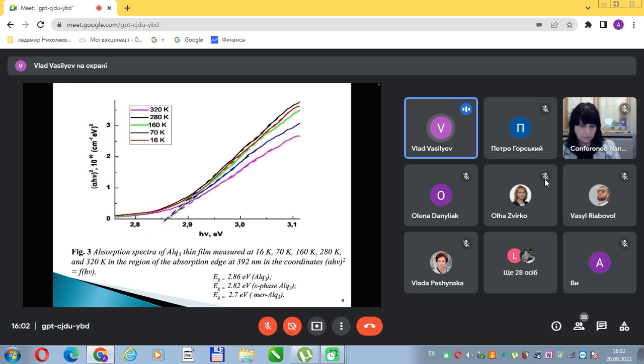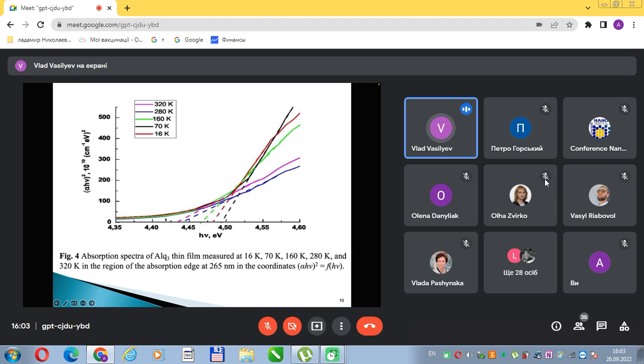and a little larger than that of the crystal epsilon phase of aluminium Q3, about 2.82 electron volt, or amorphous mer aluminium Q3, about 2.77 electron volt.